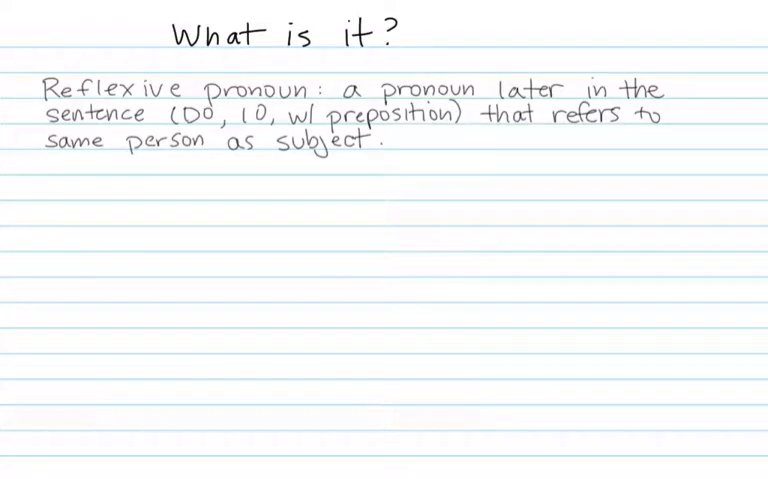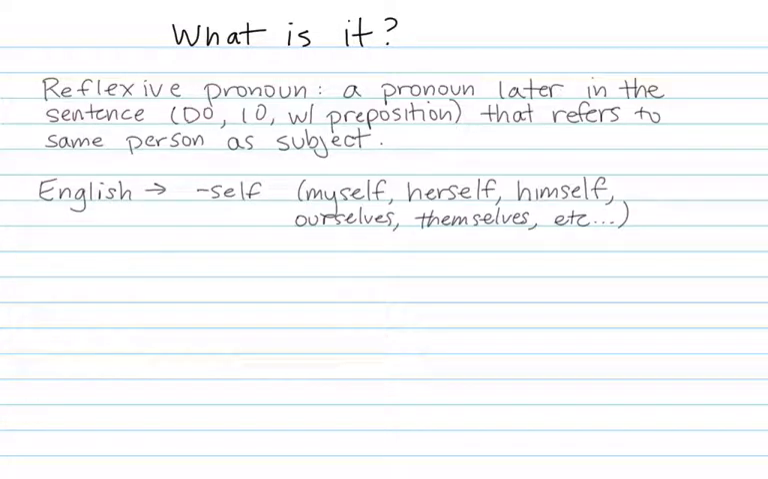A reflexive pronoun is a pronoun later in the sentence, so maybe the direct object, the indirect object, or the object of a preposition that refers back to the same person as the subject. So in English, we designate it with the suffix self, as in myself, herself, himself, ourselves, themselves, etc.